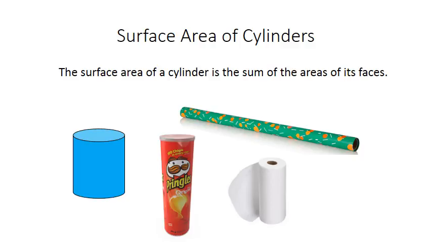Now the surface area of a cylinder is just like the surface area of other 3D shapes we've been looking at. The surface area of a cylinder is the sum of the areas of its faces. So if we think of all these cylinders here, think about the different faces or the net of the cylinder. And if we find the area of each face and add them together, that will give us the area of the whole surface of the cylinder.